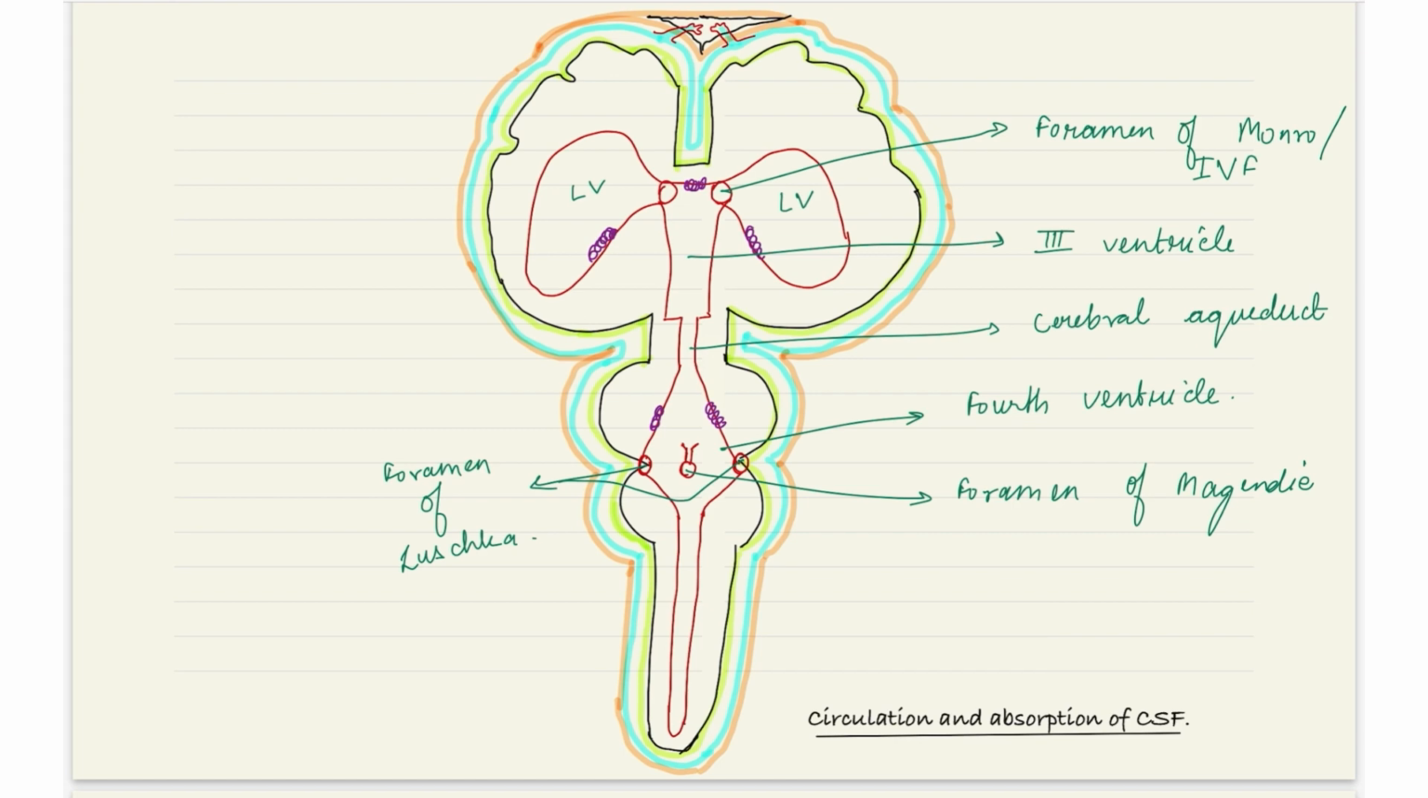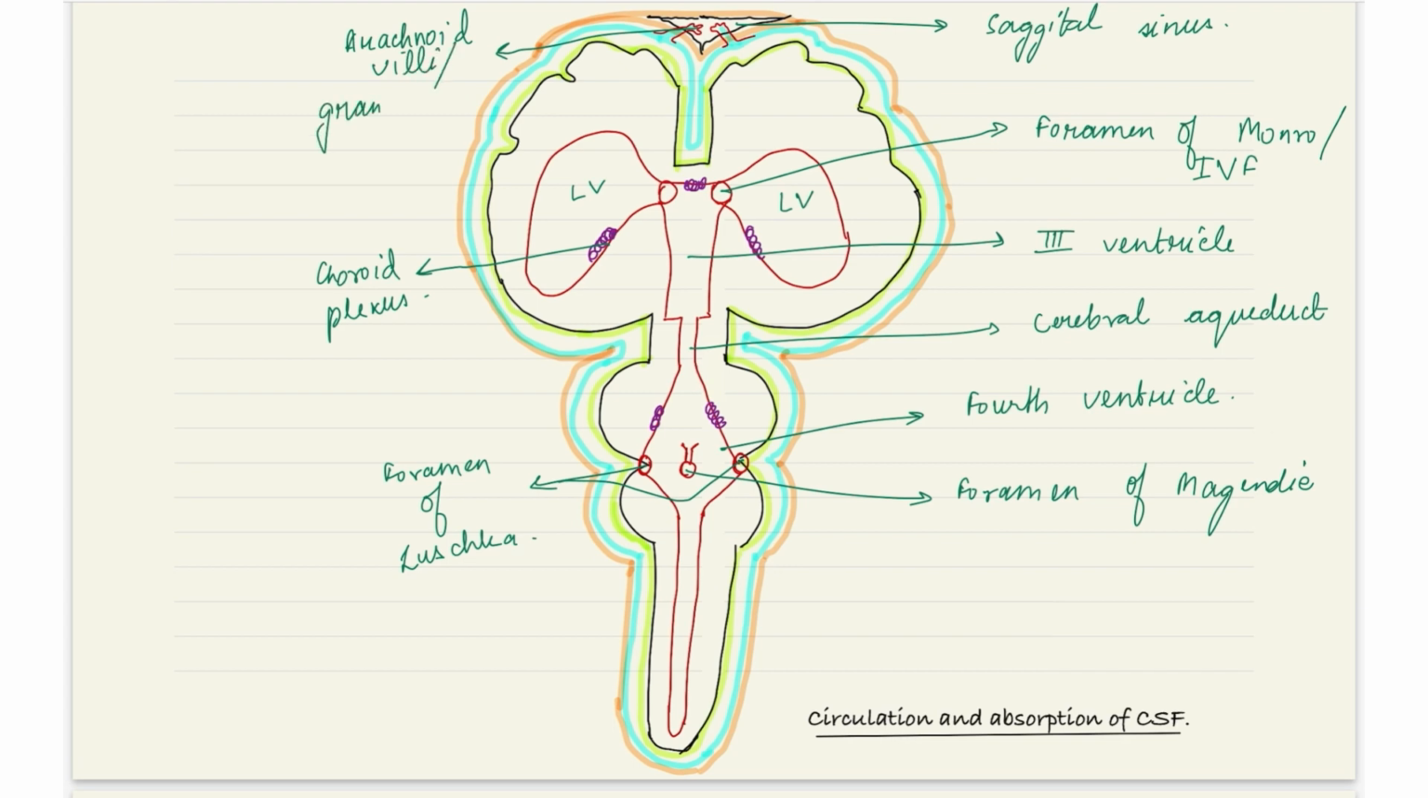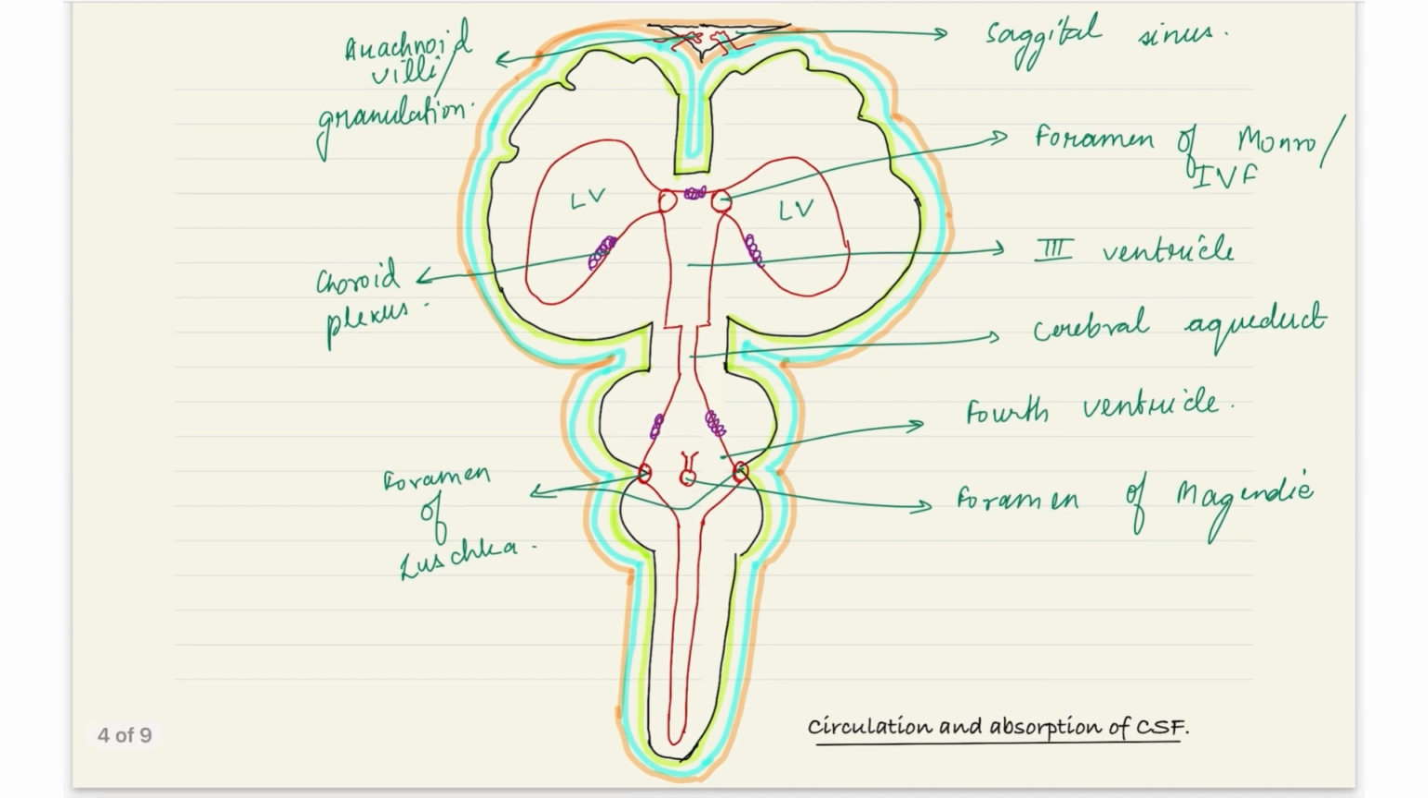Now, the dura mater forms a sinus here known as the sagittal sinus. These are the choroid plexus, and these red granulations you see are the arachnoid villi or granulations. This was it about the diagram. Now let's understand the circulation and absorption of CSF.